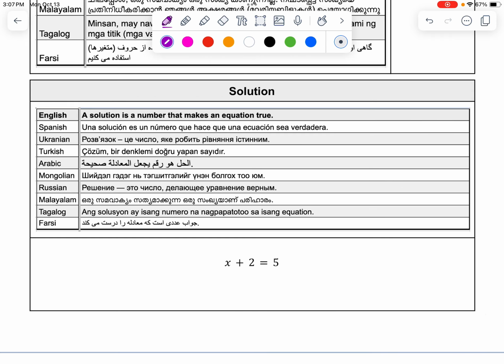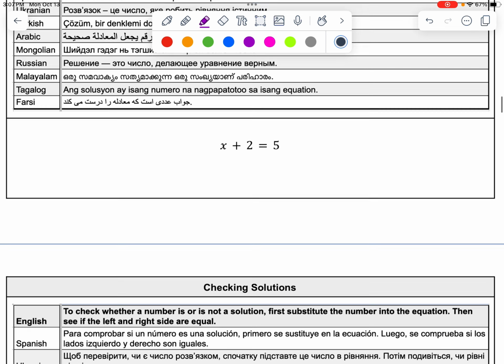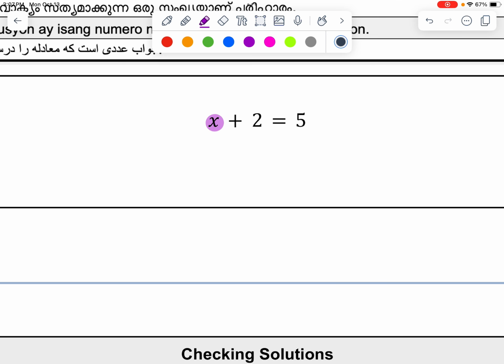A solution is a number that makes the equation true. In this problem, x is the missing number. X equals 3 is the solution because 3 plus 2 equals 5.